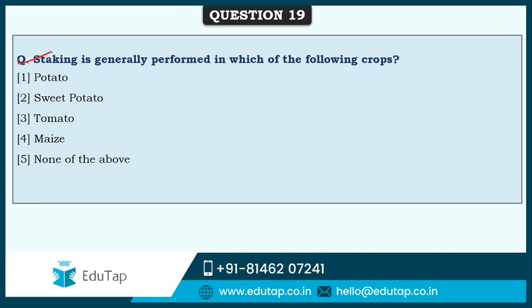Next. Staking is generally performed in which of the following crops? This is also one of the important agronomic practices that is generally followed. Yes, they cut near the bud so that the bud gives rise to new shoots, along with roots. They tie a plastic cover with some growth medium in it so that nutrients would be provided to the bud, thereby it grows into a baby plant, you can say, with roots and shoot. Like vegetative propagation, they can go with the help of that.